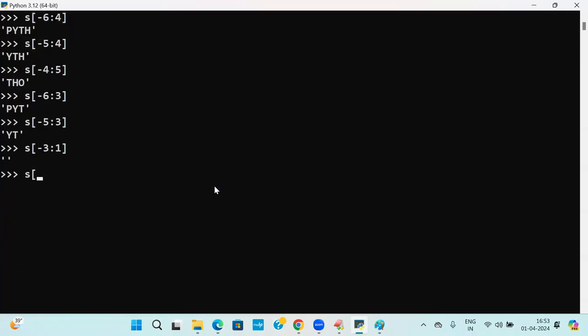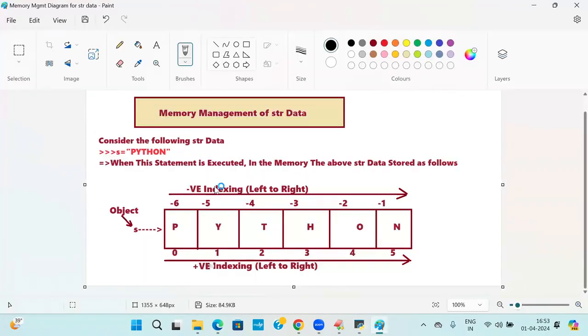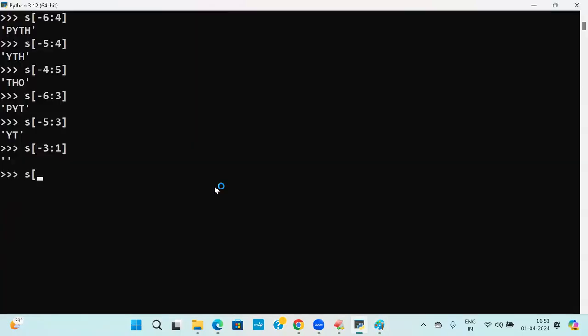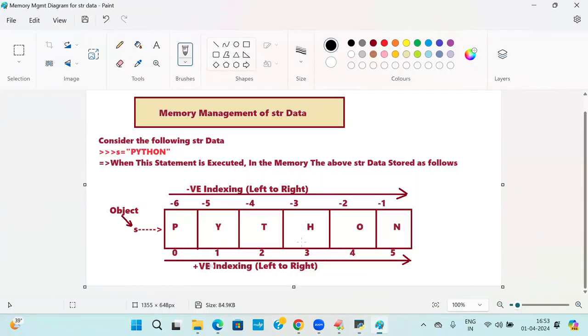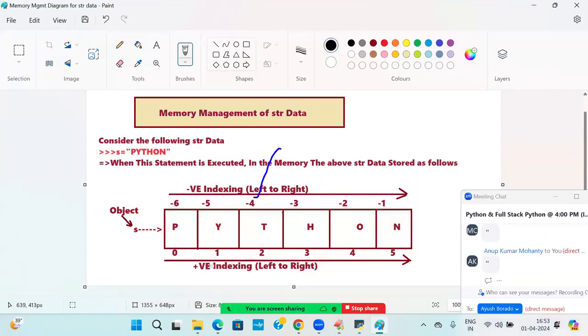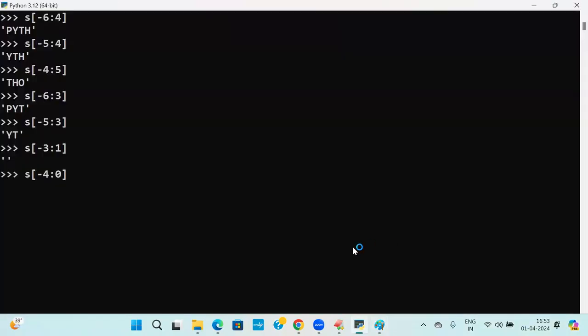Understood? Okay. One more question I am asking. Ready to answer? Yes. I will look at my diagram. I will write S of minus 4 colon 0. See the diagram. Standing at where? Minus 4. Looking in which direction? Ending person standing in where? So no intersection. Forward direction only, no intersection. What is the answer? Super. Next I am going to write it.